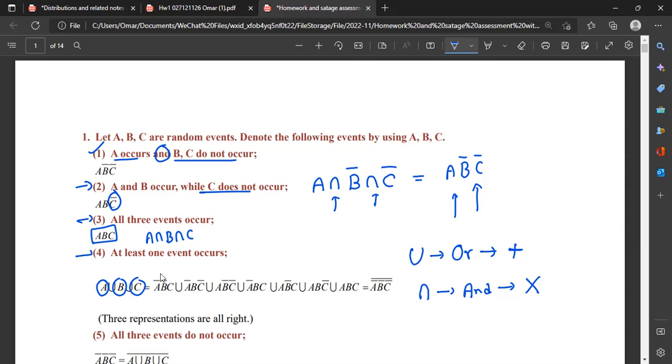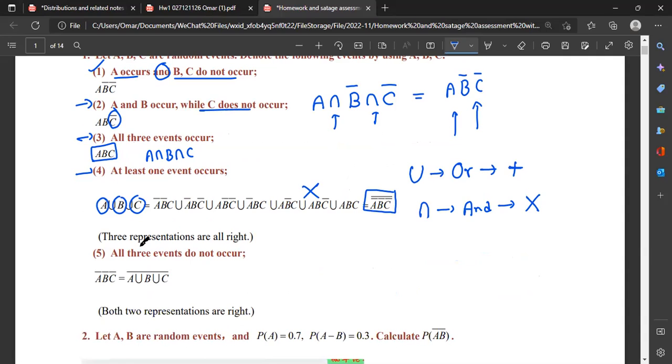We can also write it this way: A union A bar, B bar, C bar intersect, then the whole bar. But we don't need to mess with this part. Just A union B union C. And then, all three events do not occur. It means A doesn't occur.